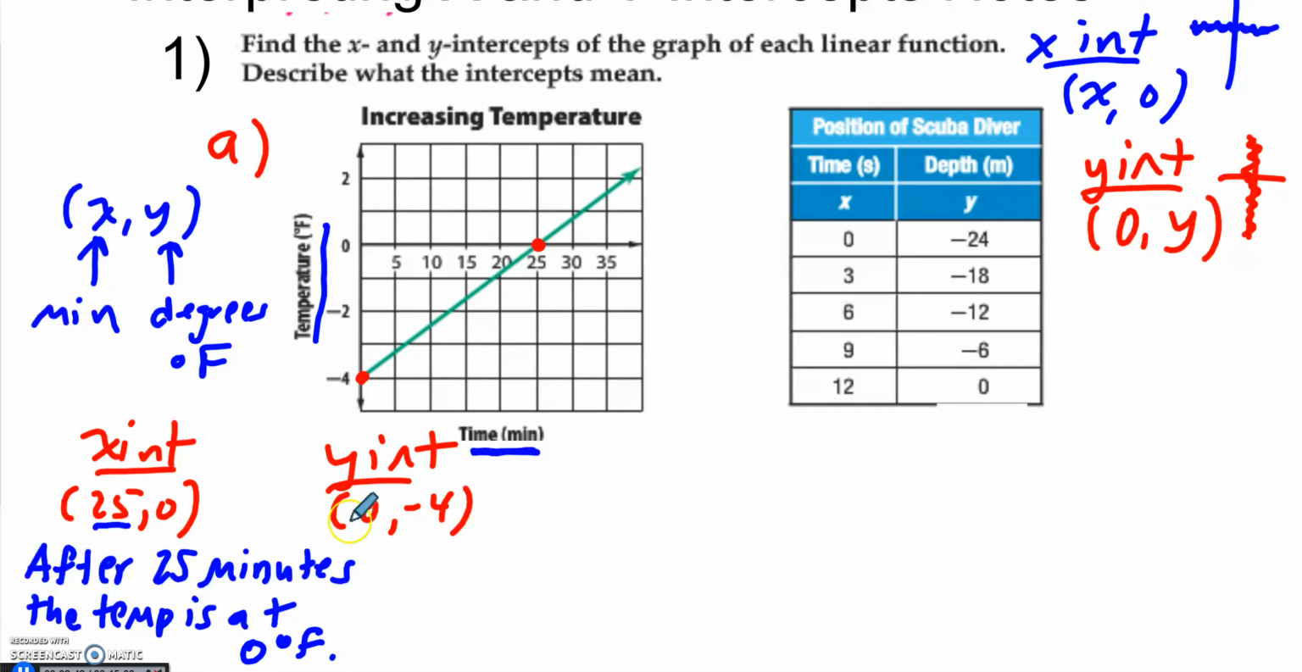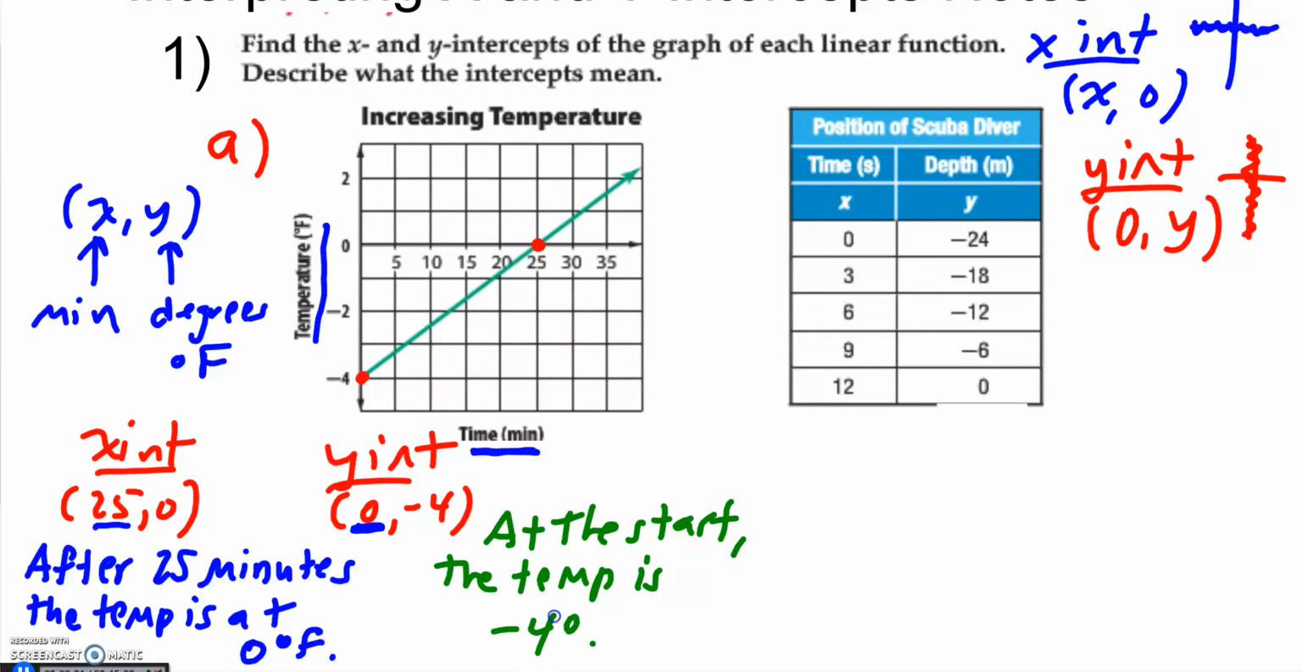My Y-intercept, on the other hand, starts with 0. So if my 0 is in the X position, that means I'm talking about 0 minutes. So we could say after 0 minutes, the temperature is negative 4 degrees Fahrenheit. But the phrasing at 0 minutes is not as elegant as saying something like this, at the start. So instead of at 0 minutes, we could say at the start, the temperature is negative 4 degrees Fahrenheit.